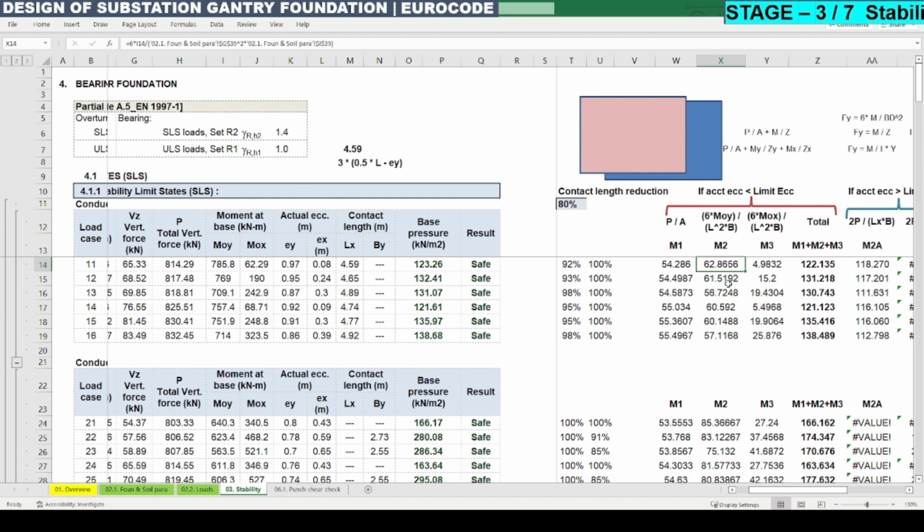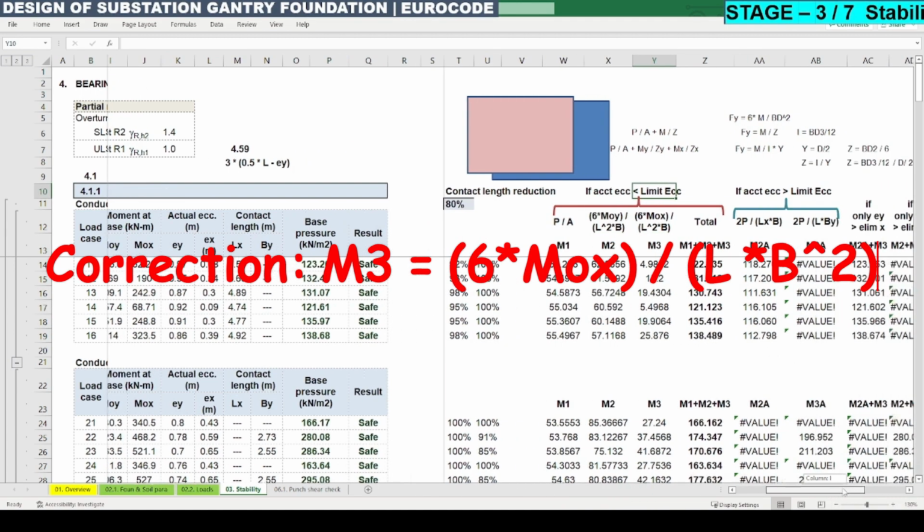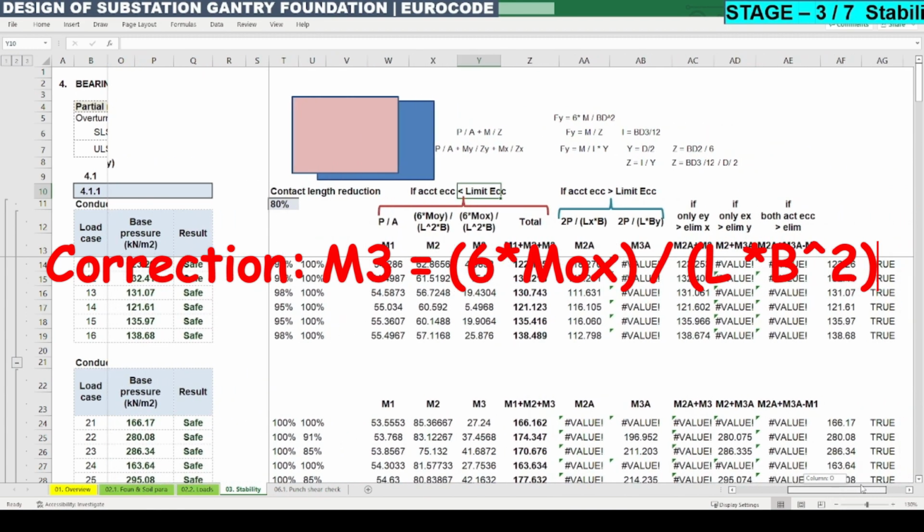So now 6 into My, we can consider this as M2. So M1 is P by A, it is nothing but the direct stresses, and this is the stress caused by bending moment MOY and the stress caused by MOX. So all these three are applicable only if the actual eccentricity is less than the limiting eccentricity. Now coming to the next column, this is a summation of all the three.